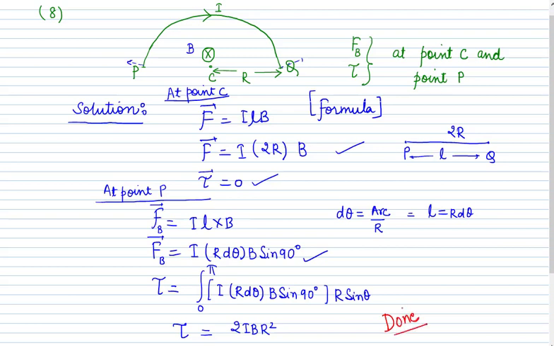Simply you have to use the formula F is equal to I L cross B and tau is equal to R cross F, and then simply do the mathematics and you will get the answer. Here we are given a loop of this kind, and the current is flowing in this direction. The current is given as capital I. There is a center C for the semicircular loop and the radius is given as capital R. Then we have to find the magnetic field B at center C.